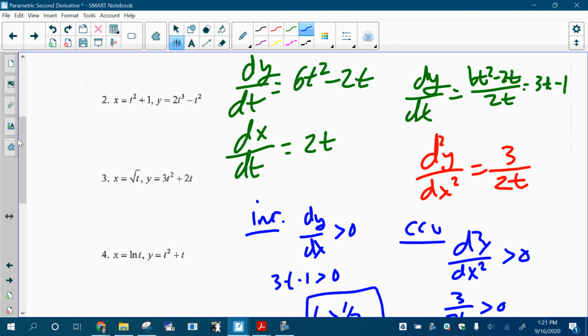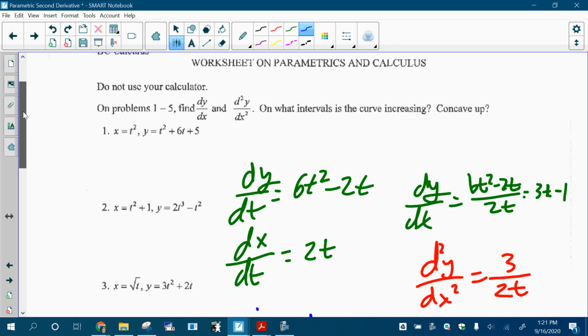When is that going to be positive? When is my function going to therefore be concave up? Is when t is greater than 0.